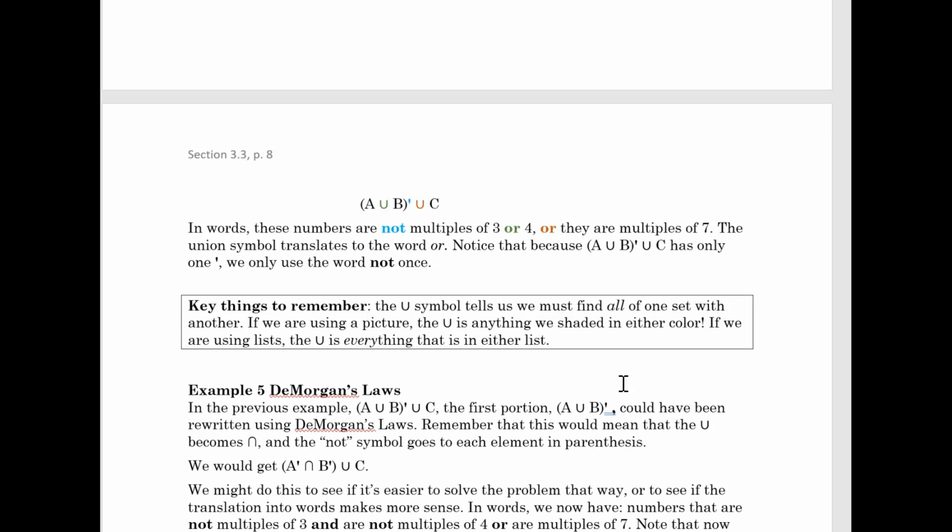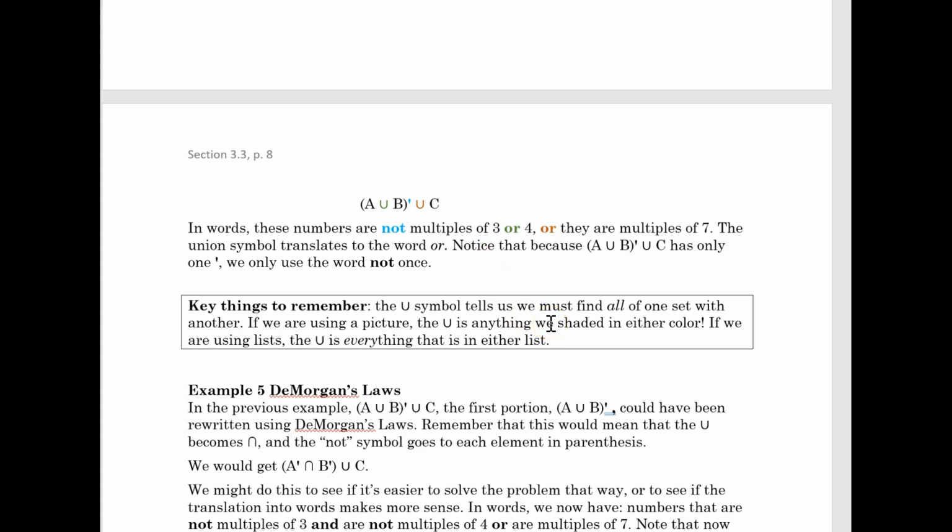In words, these numbers are not multiples of 3 or 4, or they are multiples of 7. So notice I only said not once because there's only one not. That's the blue little complement symbol. And then I say or because that's or inside here. And then I say or again because that's or outside here. Anytime you see union, it translates to or.